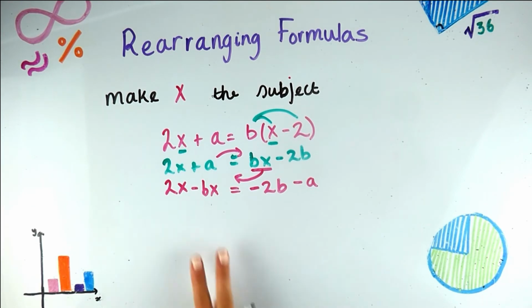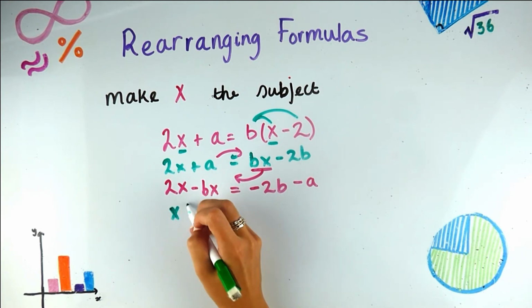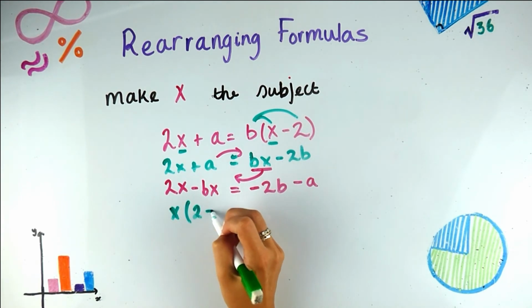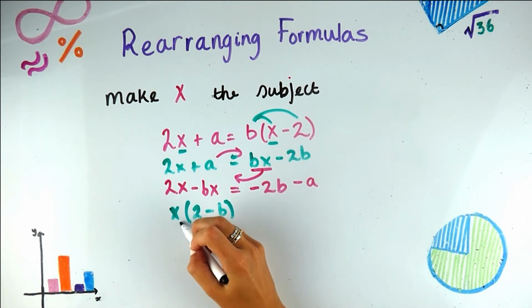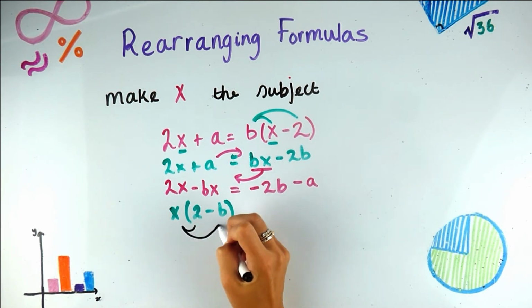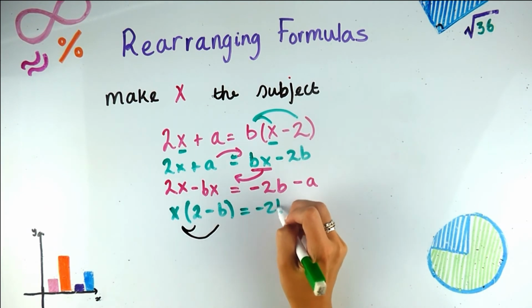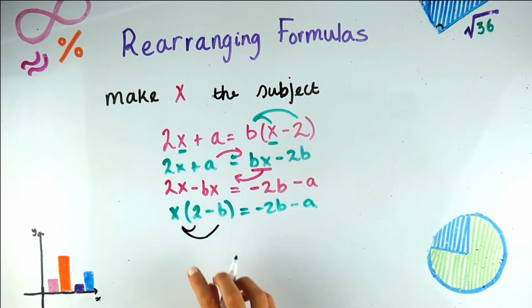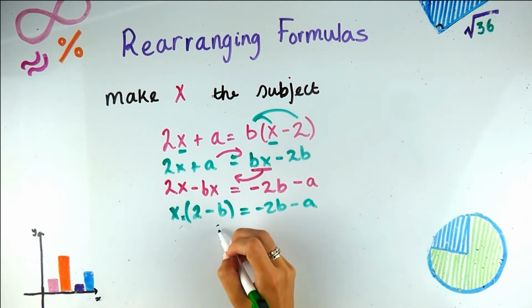So what I do is, because x is common to both, I factorize. I take x out, and then I do 2 take away b in the bracket, because if I expanded that back out, I'd have x times 2, which is 2x, and x times minus b, which is minus bx. So you factorise so you get just one x instead of two separate ones, and this stays the same. Now we have x multiplied by something, but we want x on its own.